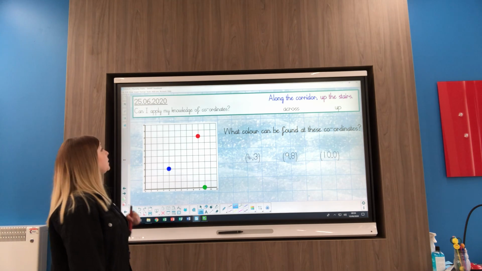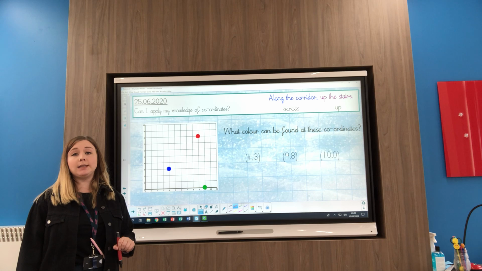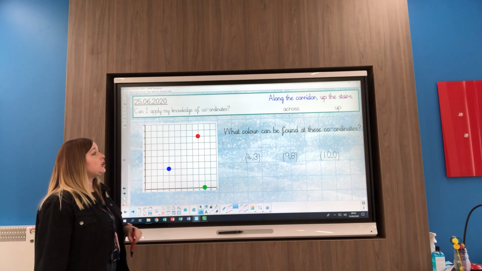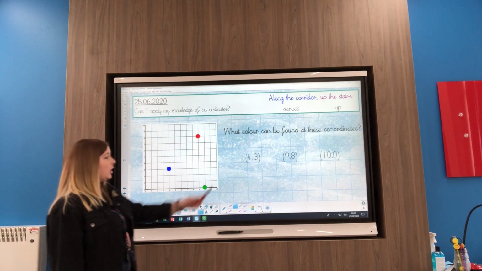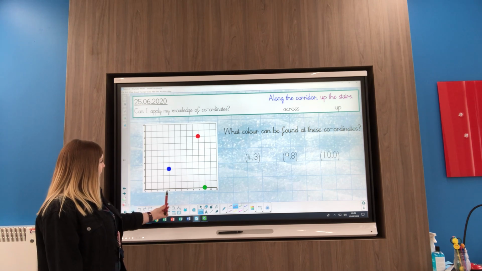Today's lesson is all about applying your knowledge of coordinates. So thinking about everything you've done this week and applying it today. Your first question says, what colour can be found at these coordinates? So we'll start with 4, 3. Remember, we always go across first and then up.